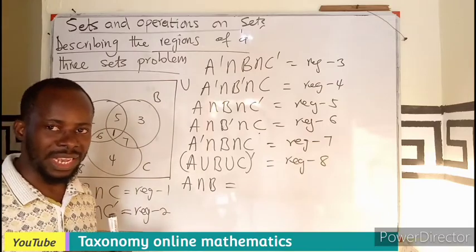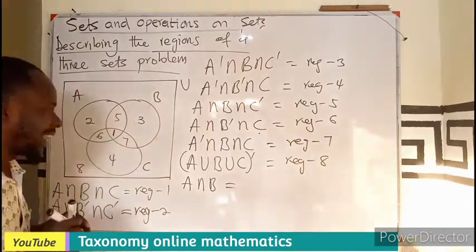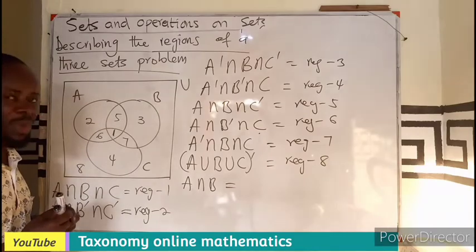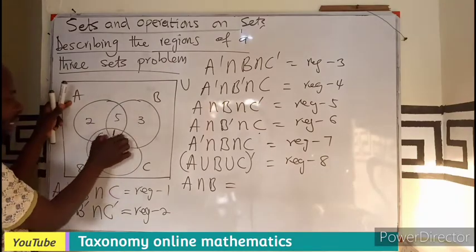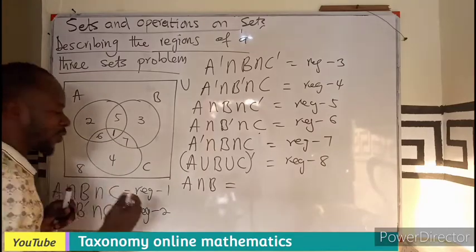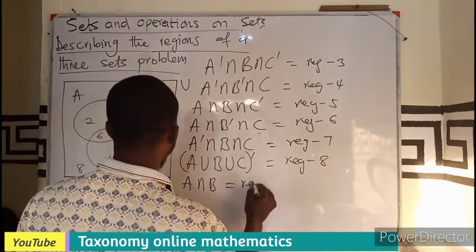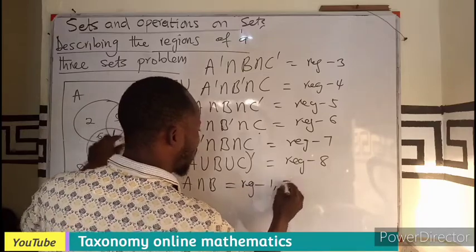Now, if I want to represent, let's say, A intersection B, only these 2, which other regions do you think that will contain? A intersection B. From here, you can see that A intersection B will be this circle. And that is going to be region 1 and what?